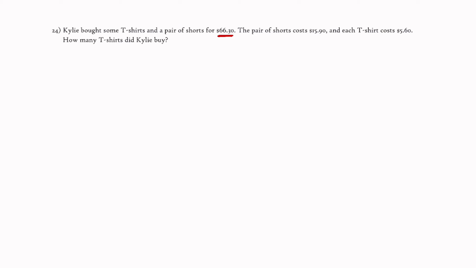Kylie bought some t-shirts and a pair of shorts for $66.30. That's her total bill. The pair of shorts costs $15.90. So shorts, I'm just going to write shorts, though it is a pair of shorts, $15.90. And each t-shirt, what's the cost of a t-shirt here? $5.60. How many t-shirts did Kylie buy?